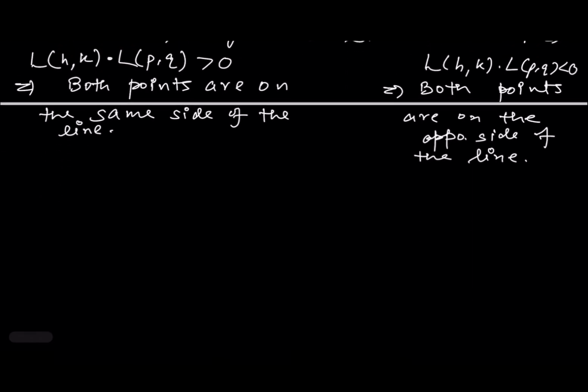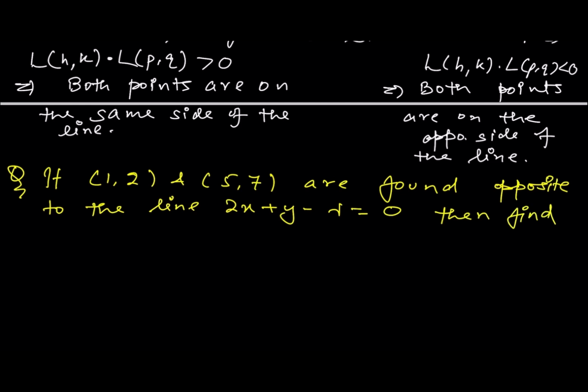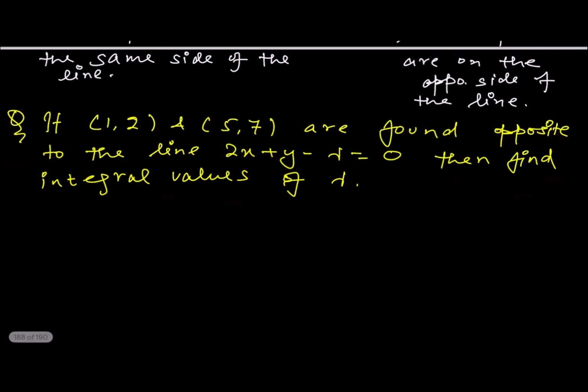For example, let us take a question. If 1 comma 2 and 5 comma 7 are found opposite to the line 2x plus y minus lambda is equal to 0, then find the integral values of lambda.